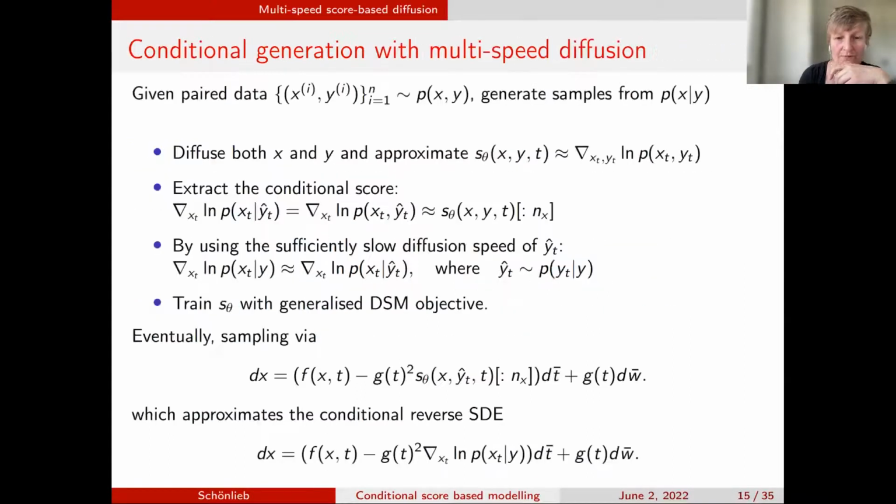Okay, so then it means if you've trained S theta in the same way as we did before, you can plug the first nx component of it back into the reverse diffusion process, thinking of it as something that approximately approximates the conditional reverse SDE with the conditional log density that you're interested in. Okay, so this is the idea.